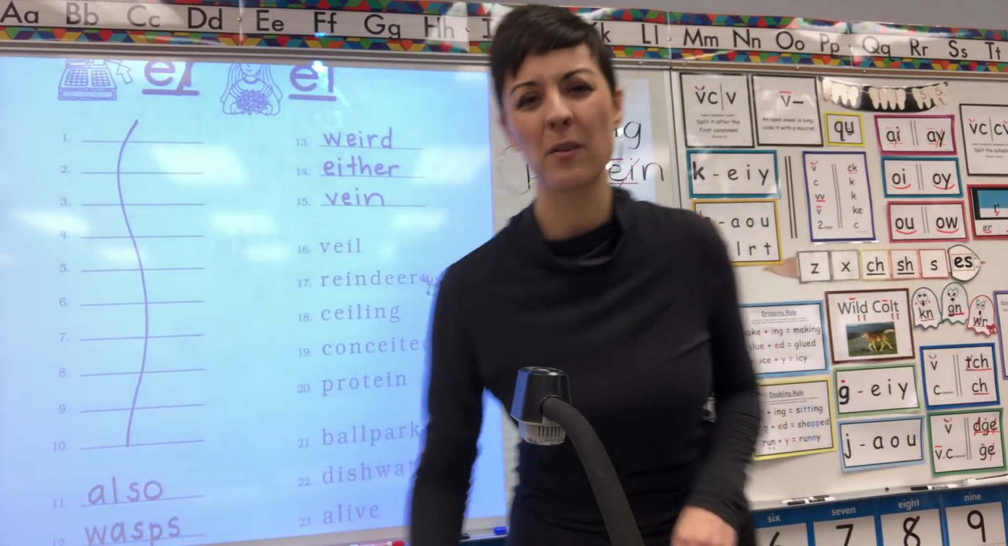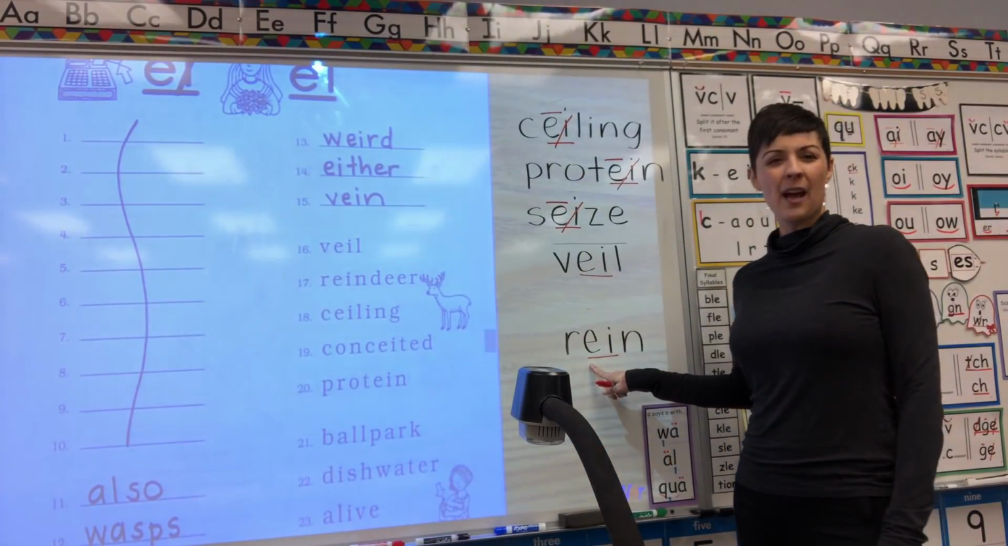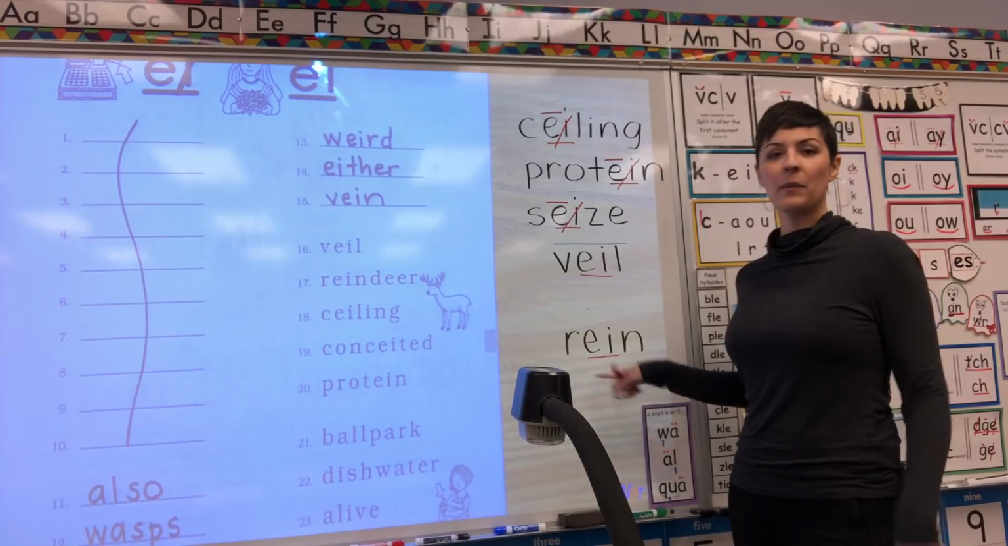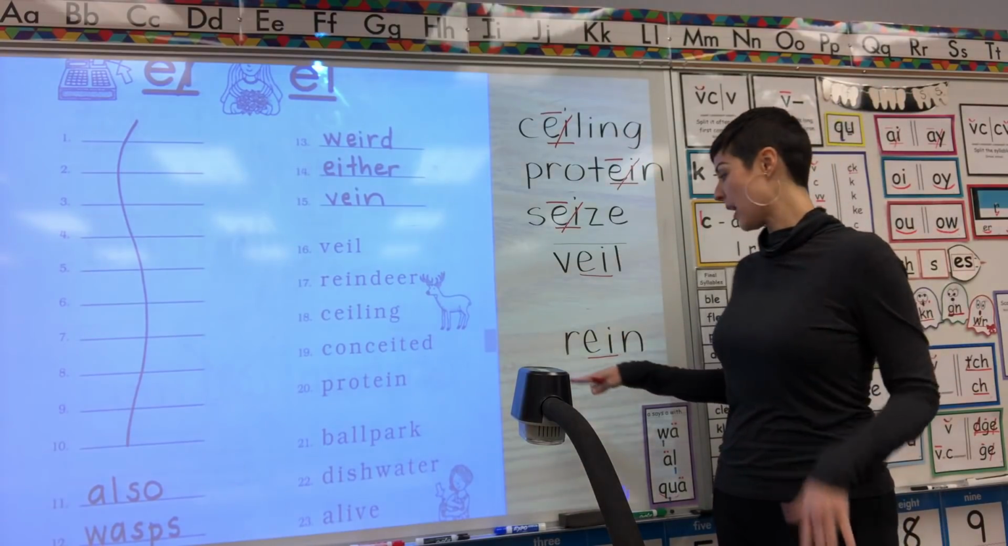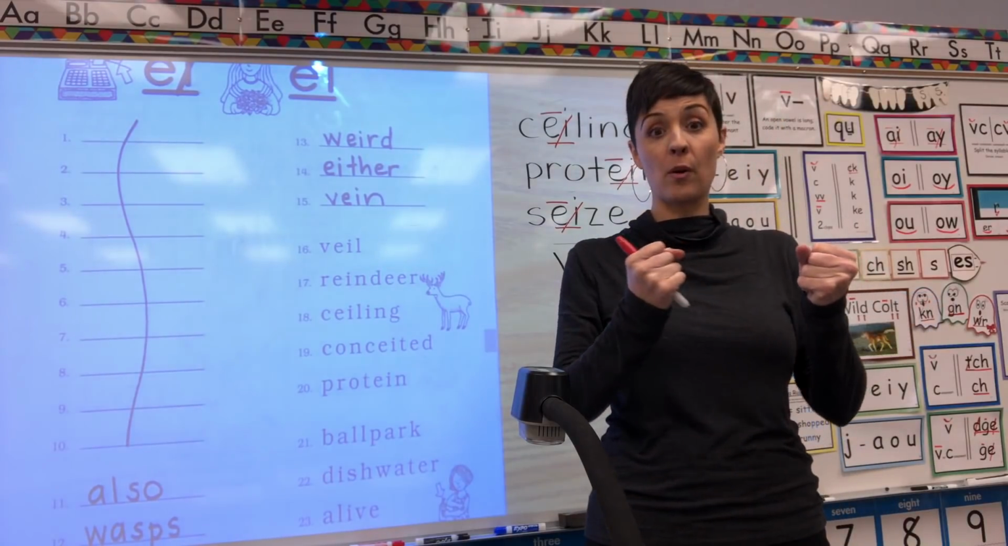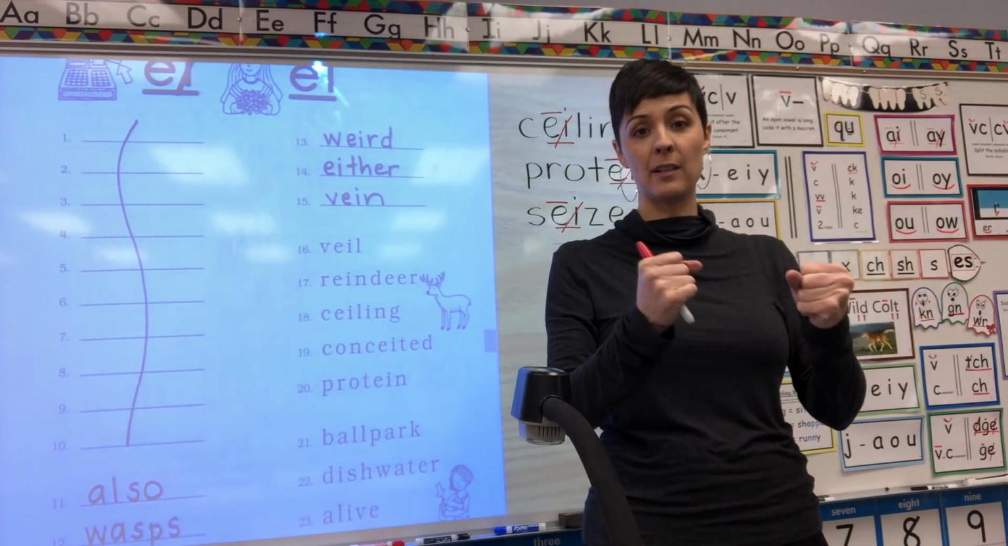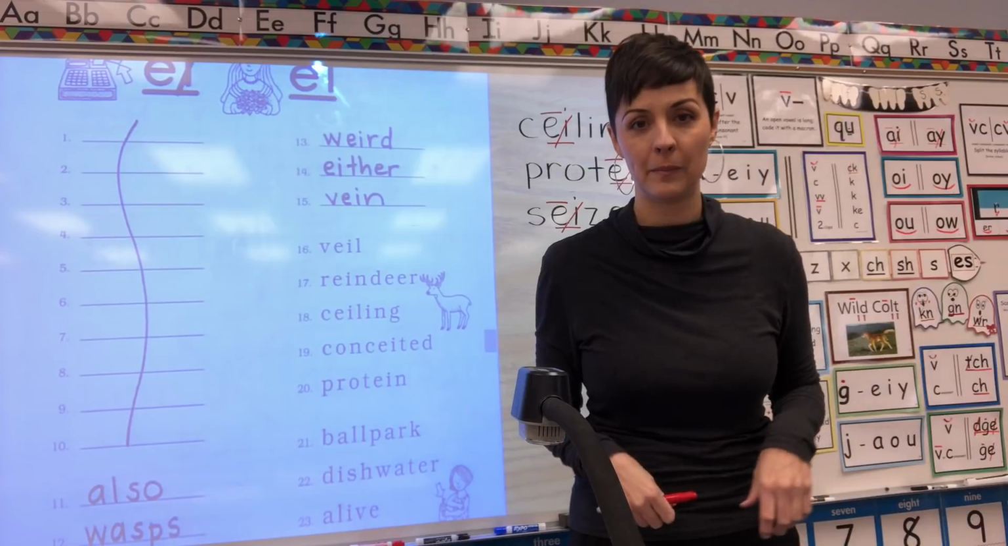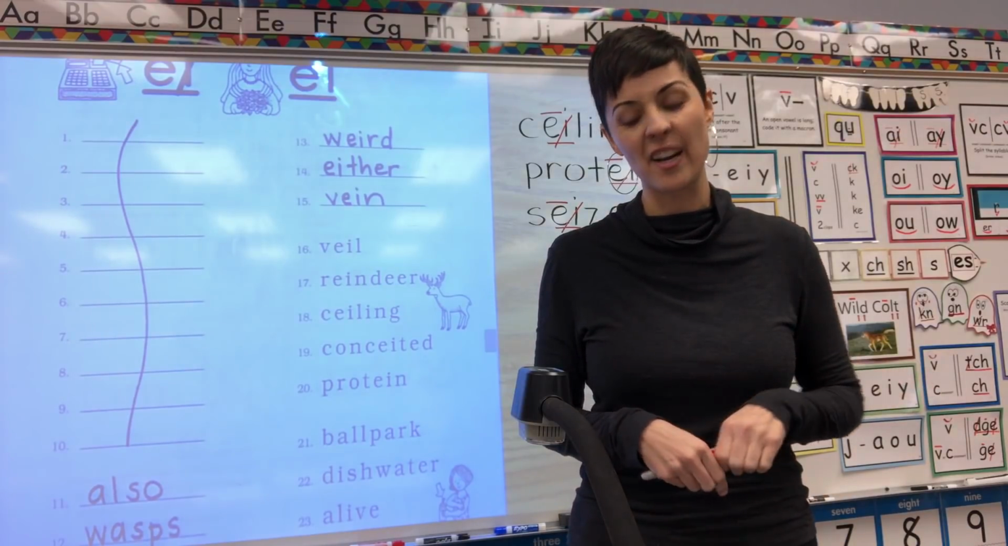Oh, I should point out too, when we have EI in rein, it doesn't mean rain like the rain that falls from the sky. It means rein like the strap that pulls a horse to stop. You pull the reins and say, whoa, to make the horse stop. It's a different kind of rein.